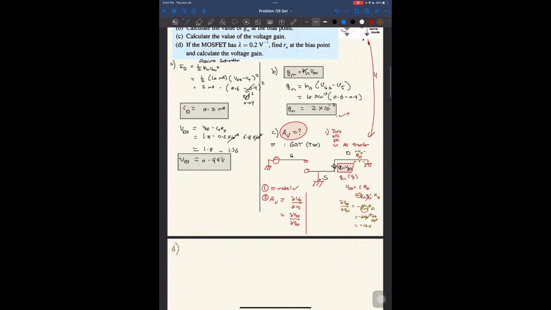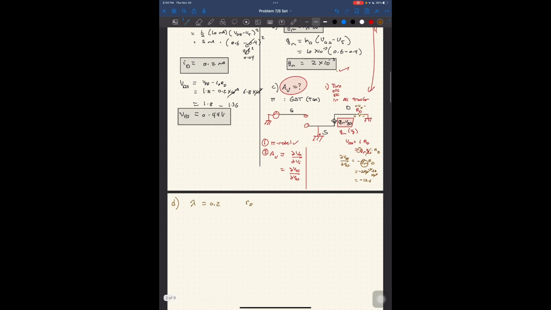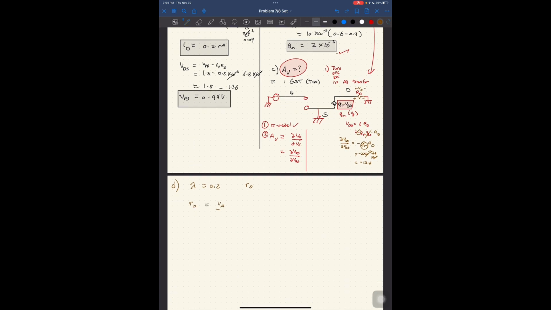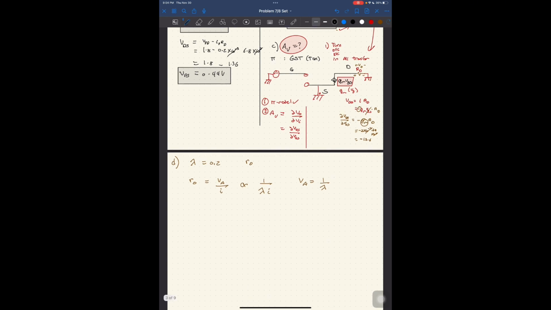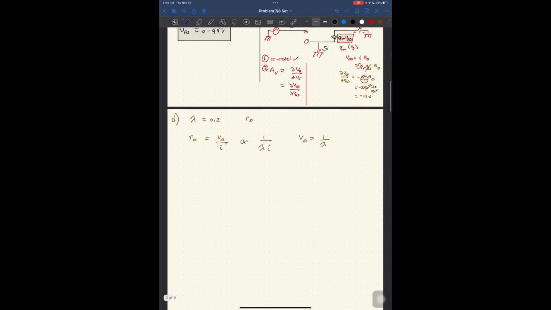D. If the MOSFET has lambda equals to 0.2, find R naught. Okay, R naught is equal to VA over I, or 1 over lambda times I. That is to say that VA is equal to 1 over lambda. This is just memorize, unless you're a physicist, at which point you should not be watching my videos anyways. But basically, that's just memorizing. VA is equal to 1 over lambda. R naught is equal to 1 over lambda I, which is equal to VA over I. And this is just, you memorize and don't question me. Okay.